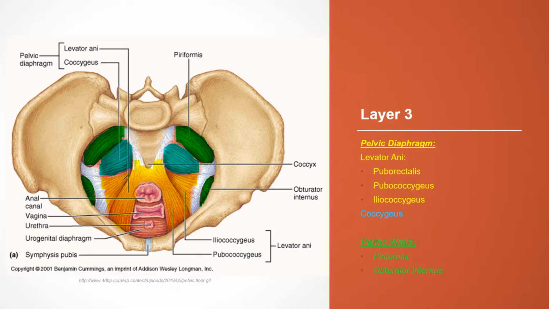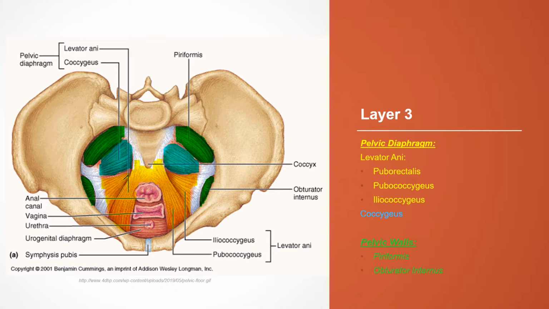Here's layer 3, the deepest layer of the pelvic floor muscles, so this is the most internal. I'm going to talk a little bit more about this one because it is the most relevant to pelvic floor dysfunction, and a lot more patients will have problems with this layer and the muscles within it. The pelvic diaphragm is made up of a group of muscles called the levator ani as well as the coccygeus. You can see in this slide that the levator ani is made up of the muscles in yellow, and the coccygeus is in blue.